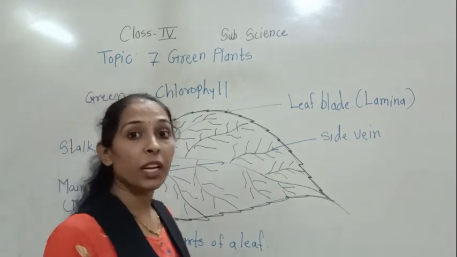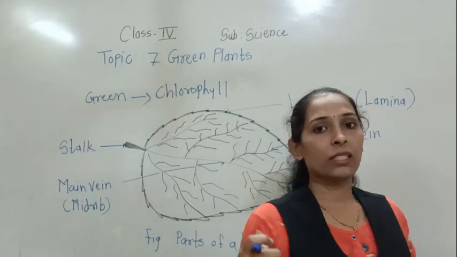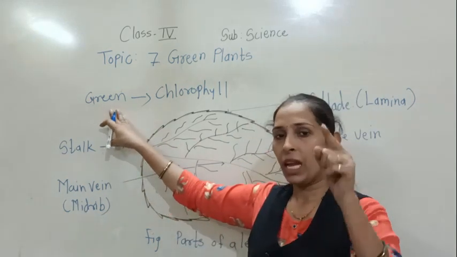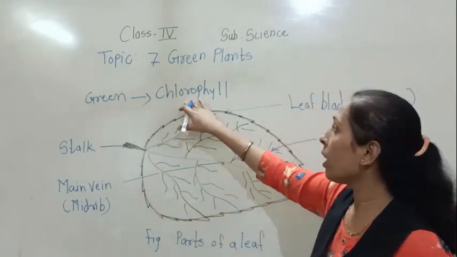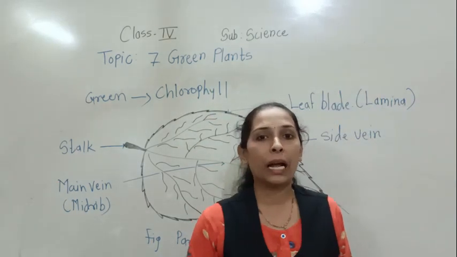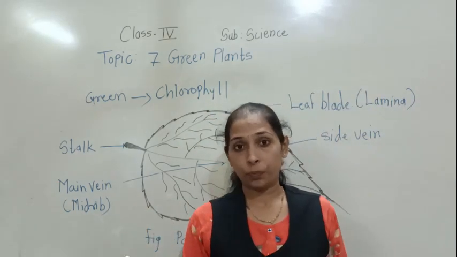Pigment means what? Colorful liquid. So in the leaves of the plants there is a green color pigment, a colorful substance, and the name of that pigment is chlorophyll. And that is the reason we see the leaves of the plants as green in color.